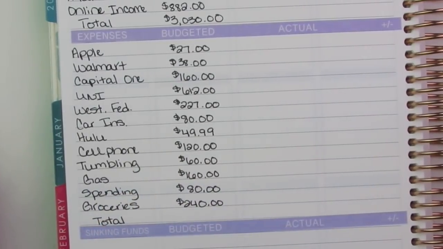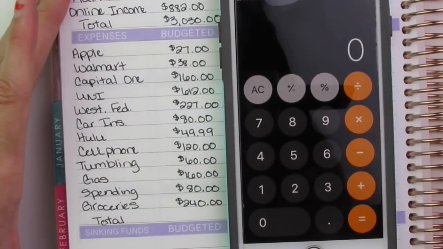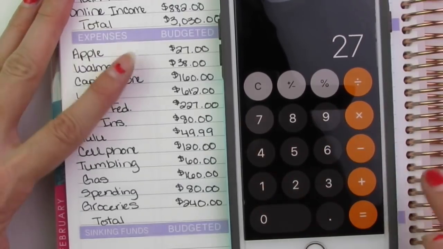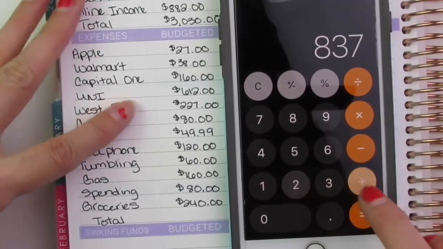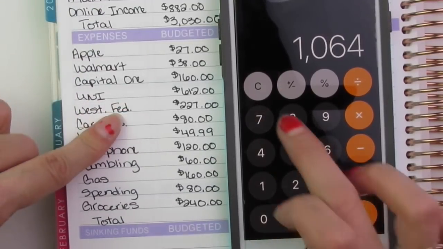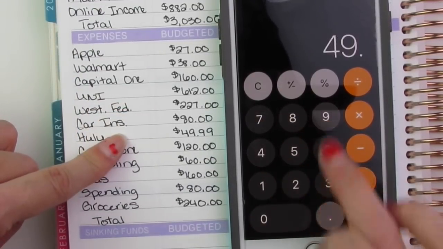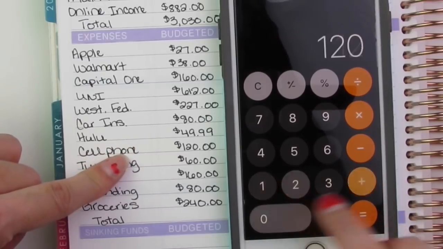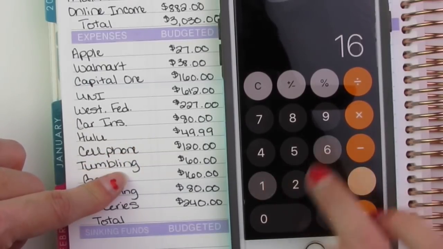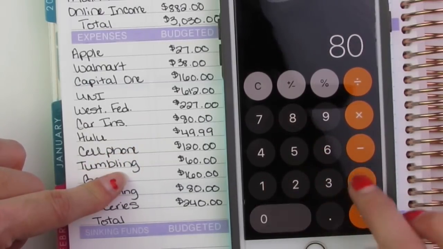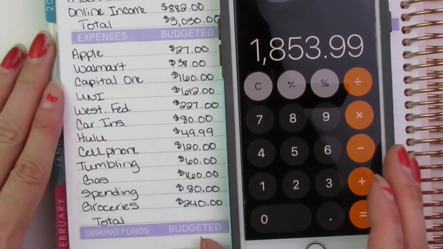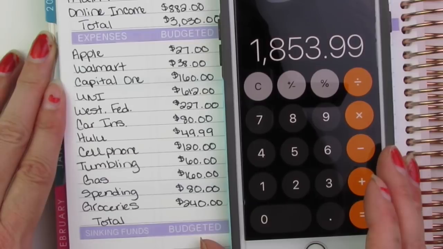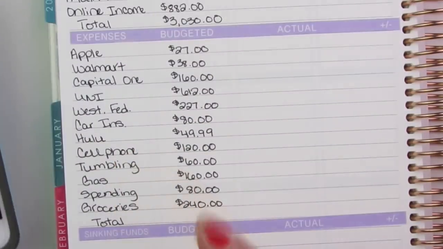Okay, so my total for expenses, 38 plus 160 plus 612 plus 227, 80, 49.99, 120, 60, 160, 80, 240 is $1,853.99.